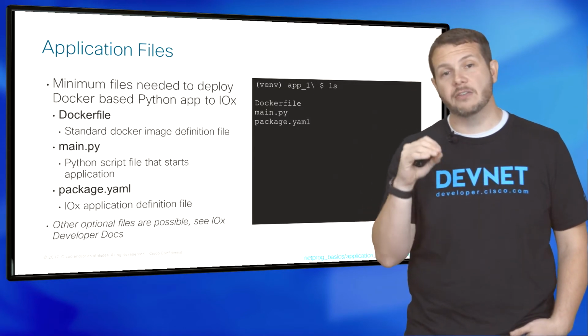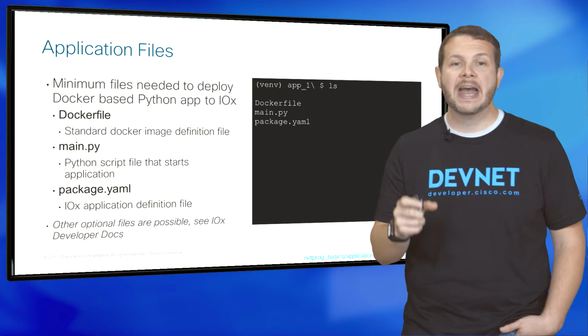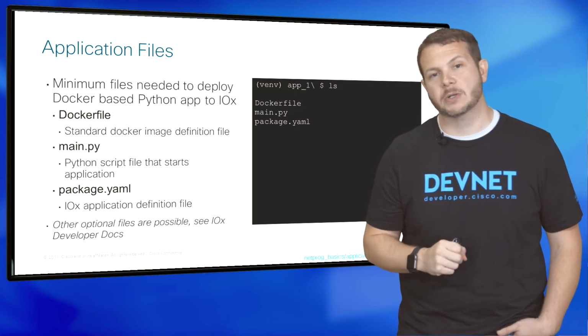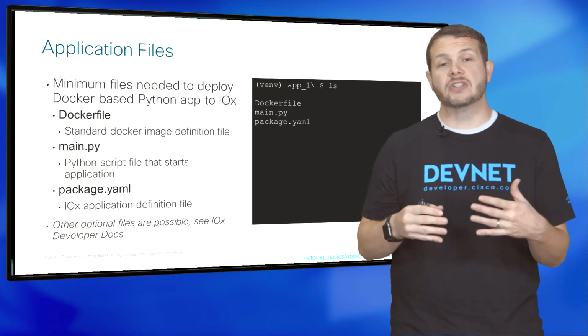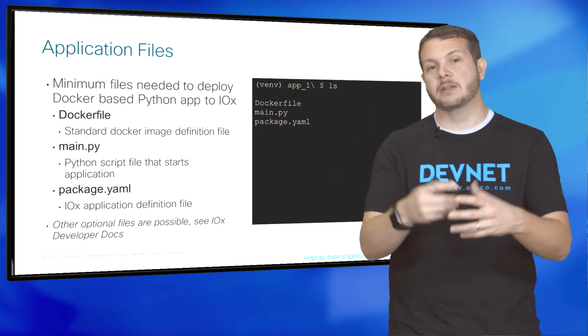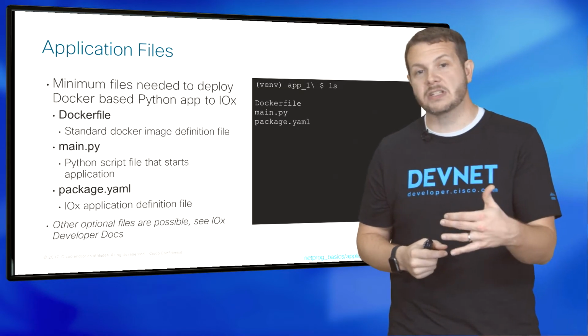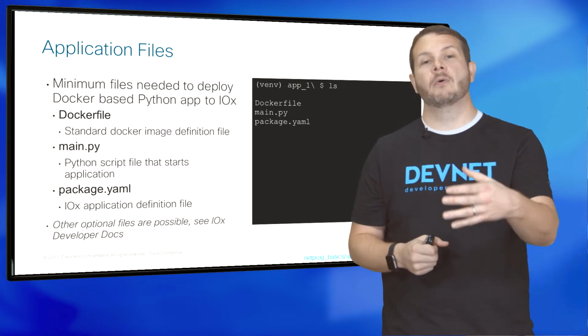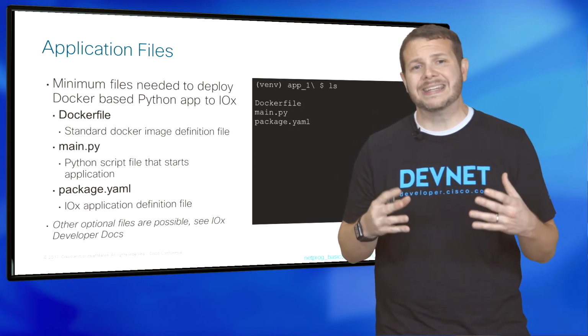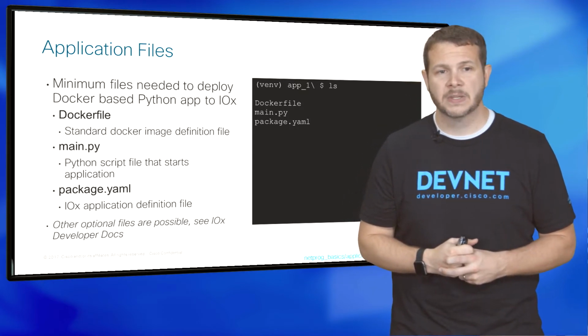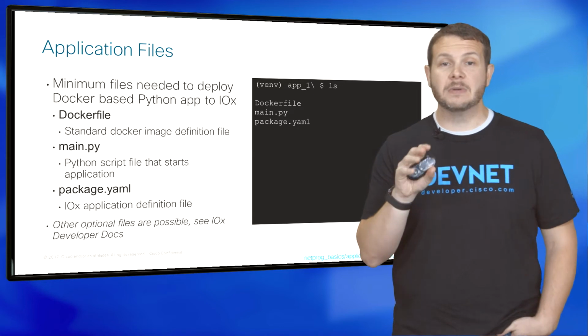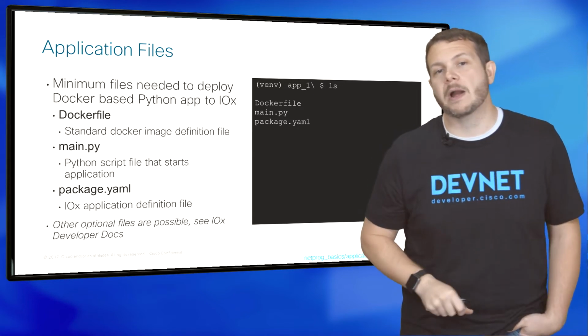It actually defines all the configuration and settings, things like how much CPU does this application require, how much memory, linkages to physical infrastructure or physical elements in the network. Maybe your application needs to be tied to a USB port or a serial port. All of that is defined inside of the package.yaml. Now, there are other optional files that you can include, but the minimum required are these 3.